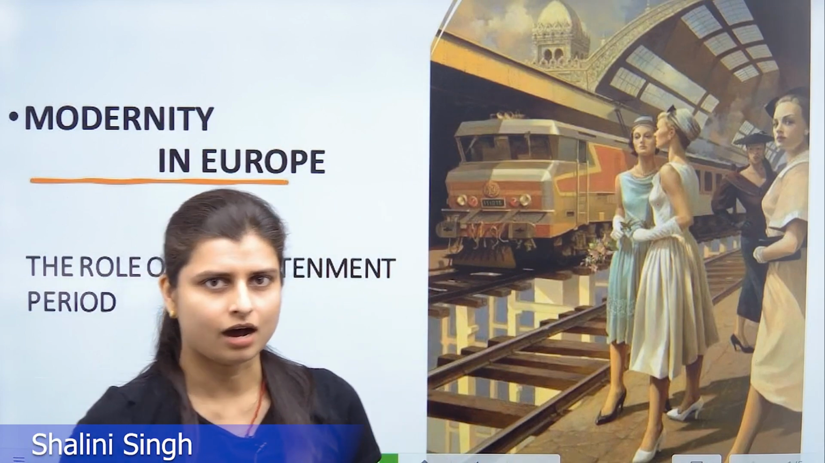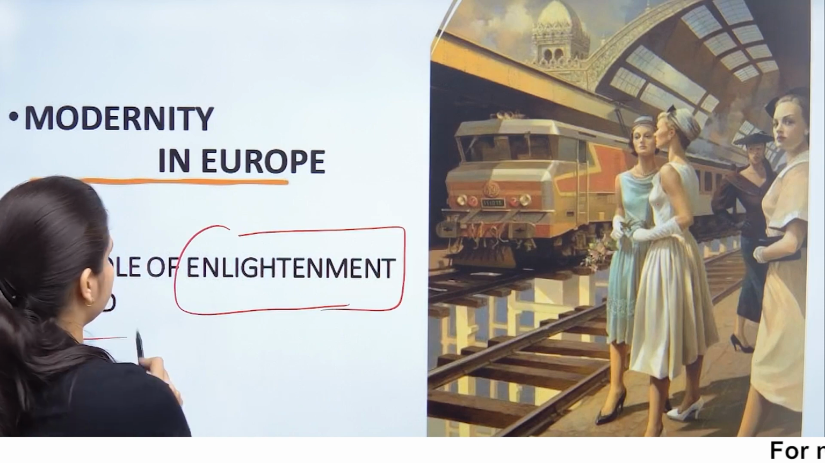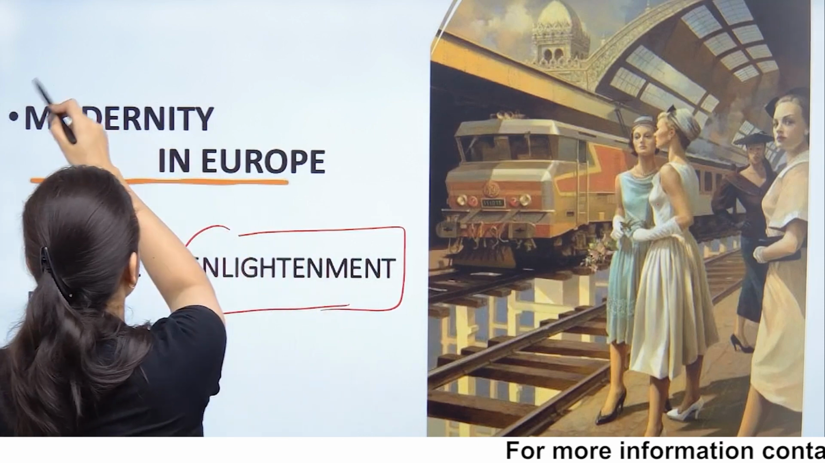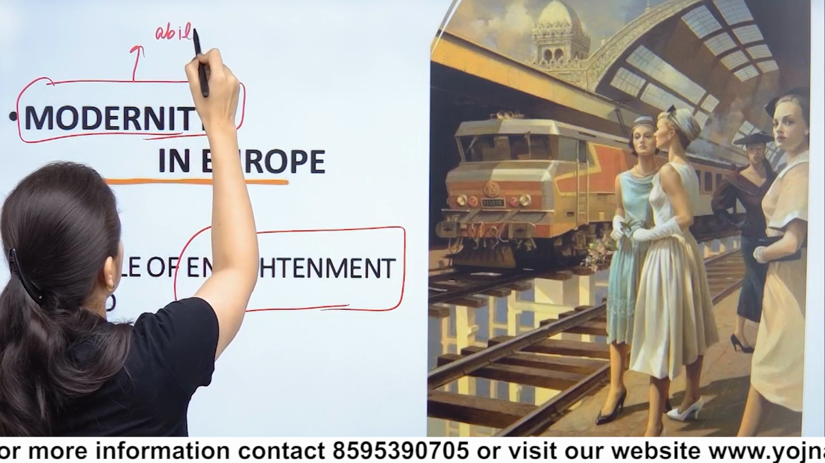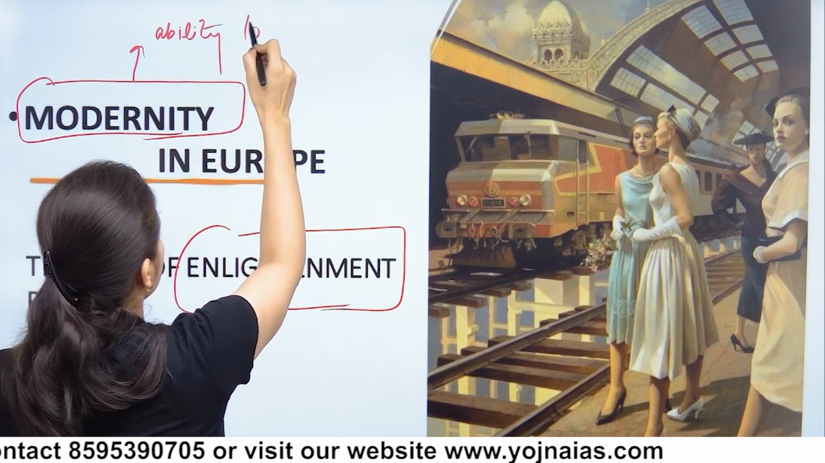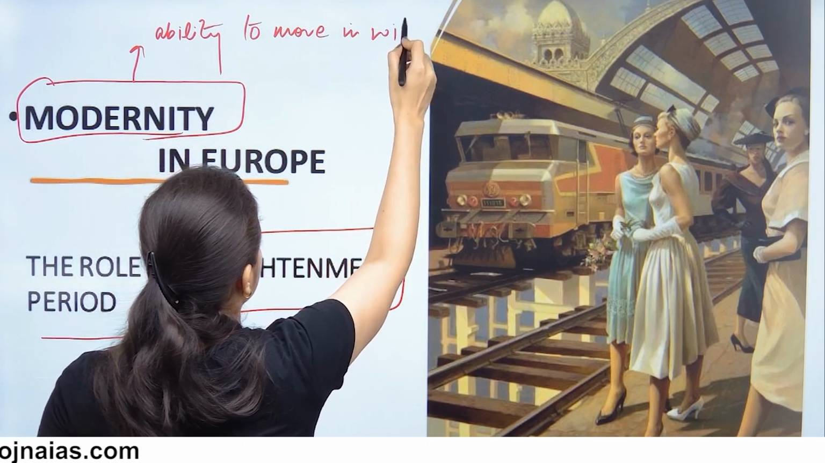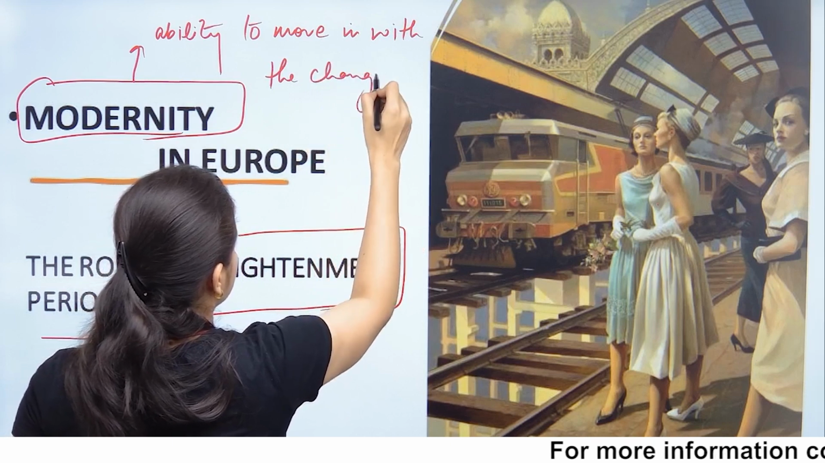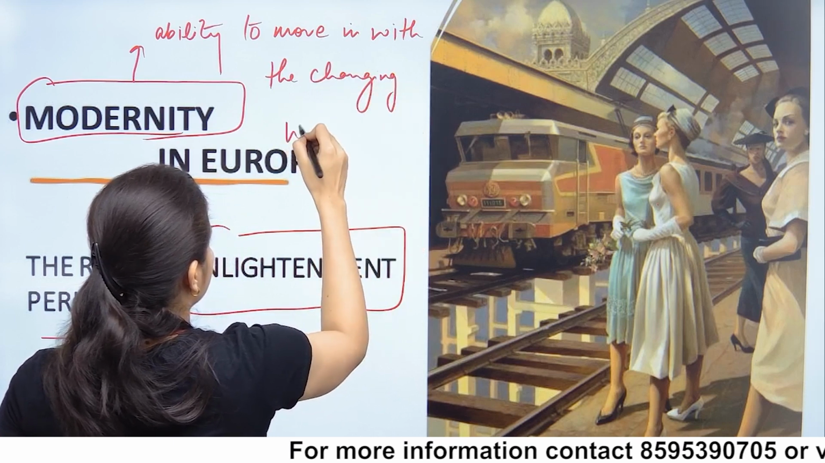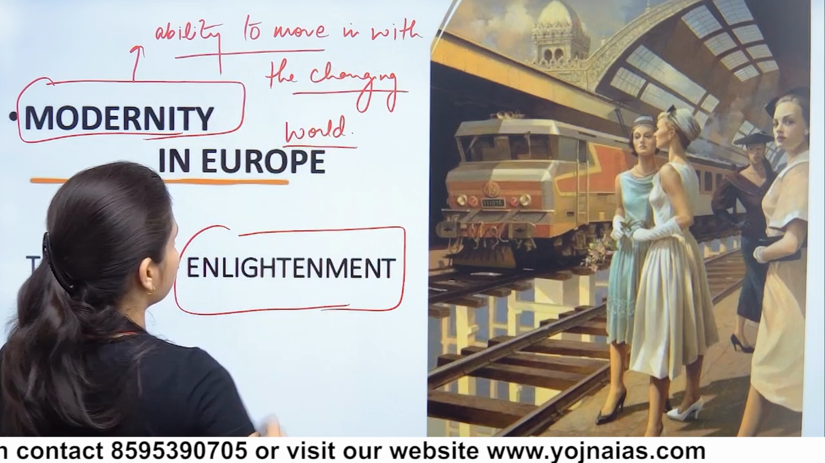Today we'll be discussing modernity in Europe and the role the Enlightenment period played in bringing modernity. So what is modernity? Modernity is the ability to move with the changing world. So it is the ability of us to adapt to the changing world and move according to it.